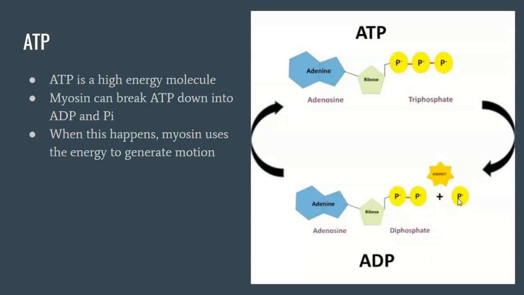And so our muscles are constantly breaking down ATP and turning it into ADP and phosphate, especially when they are working, like when you're doing some kind of exercise. All right, so this is a reaction that we are going to talk a lot about. And this idea of ATP being broken down is crucial for our muscles to work.